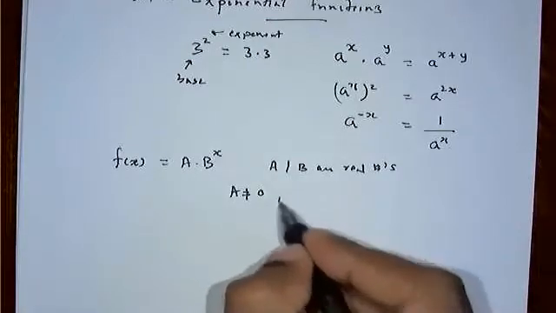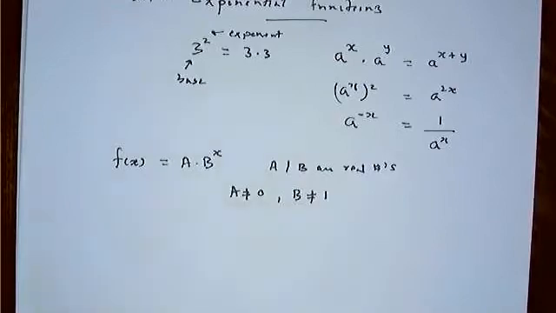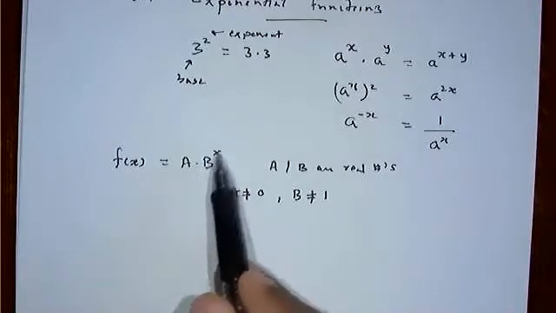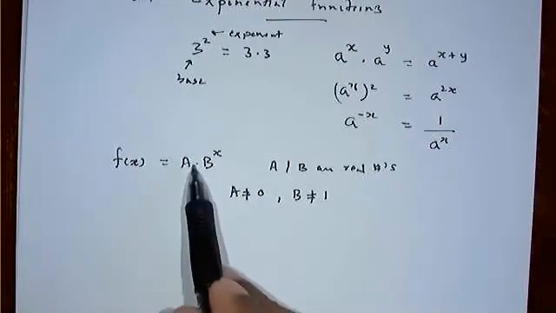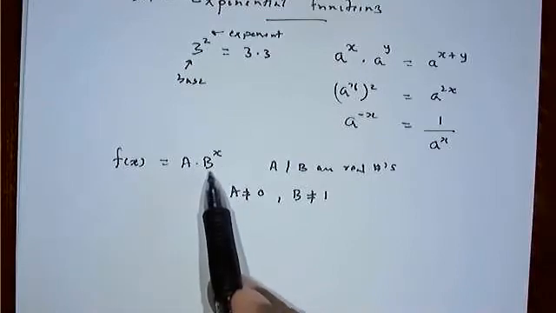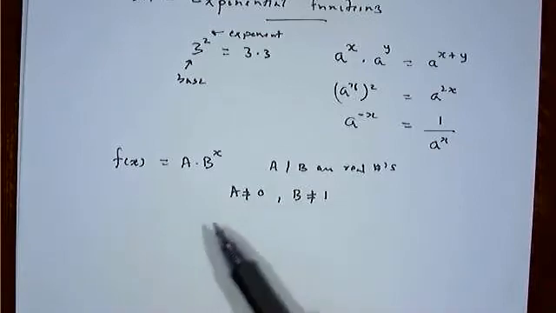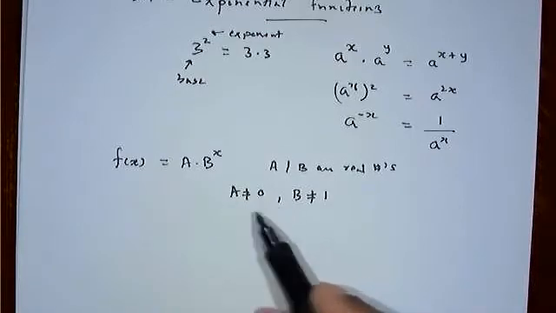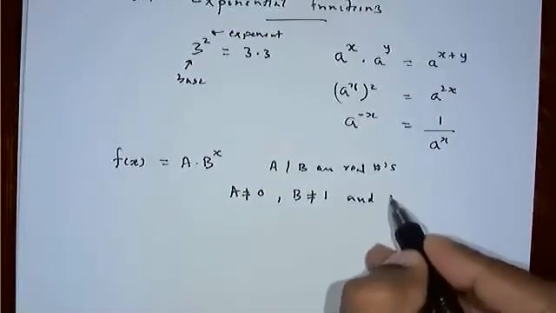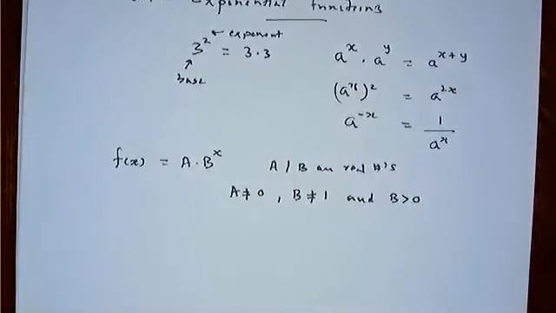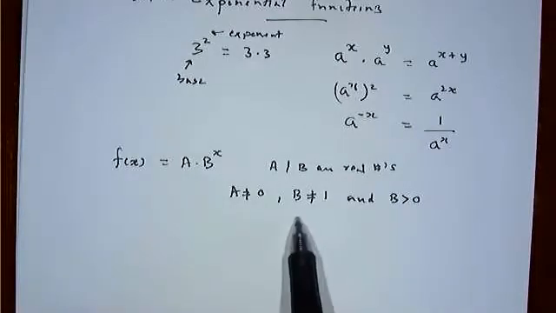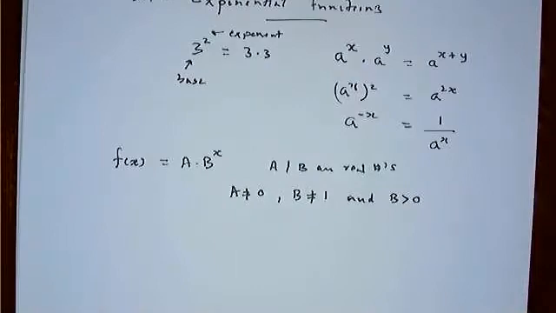Then the next one is that b also cannot be equivalent to 1, because if b is equivalent to 1, what happens is 1 to the power x, 1 to the power of anything, is equivalent to 1. So what you will get is the function equivalent to a times 1, which is the function equivalent to a, which means a constant function, so it won't be an exponential function. Then the third thing is that this b value will have to be greater than 0. So when you're saying greater than 0, it is any number greater than 0 except for b equivalent to 1. So if you have a function in that form, we call that function an exponential function, right?